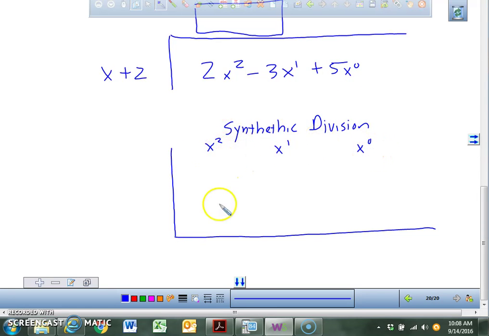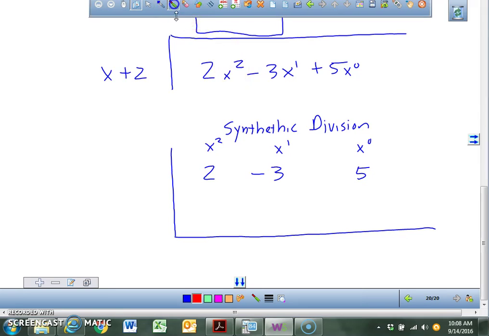How many x squareds do we have? 2. So you put 2. How many x to the firsts do we have? 3. Close. Be more specific. -3. And how many constants do we have at the end? 5. So I want you to pay really close attention here. The 2, the -3, and the 5 are simply dropped down. Those coefficients, just drop them down.